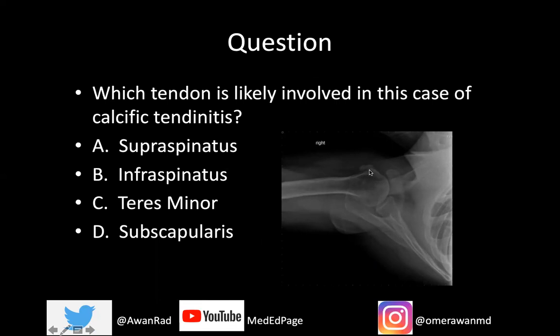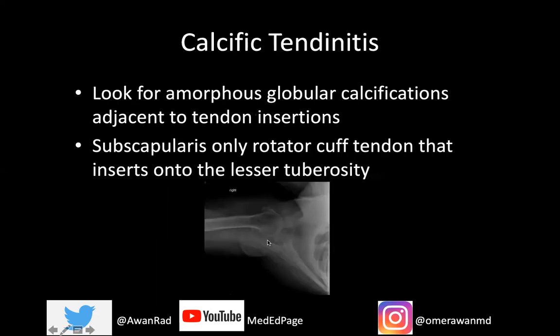Notice that this ossific protuberance is the lesser tuberosity. So this must be calcific tendonitis associated with a tendon that inserts onto the lesser tuberosity. And that, of course, is the subscapularis, right? So that's the answer here. Nice example of subscapularis calcific tendonitis, best seen on this axillary view of the shoulder.